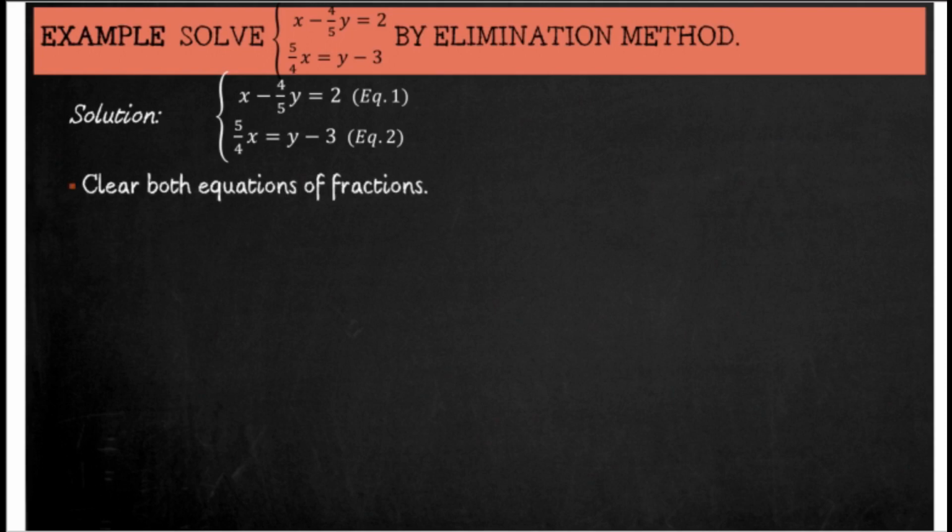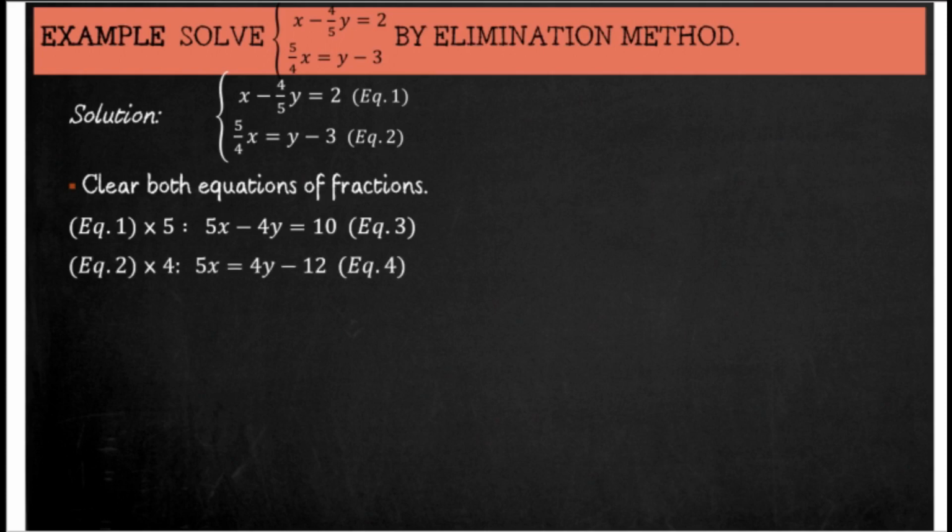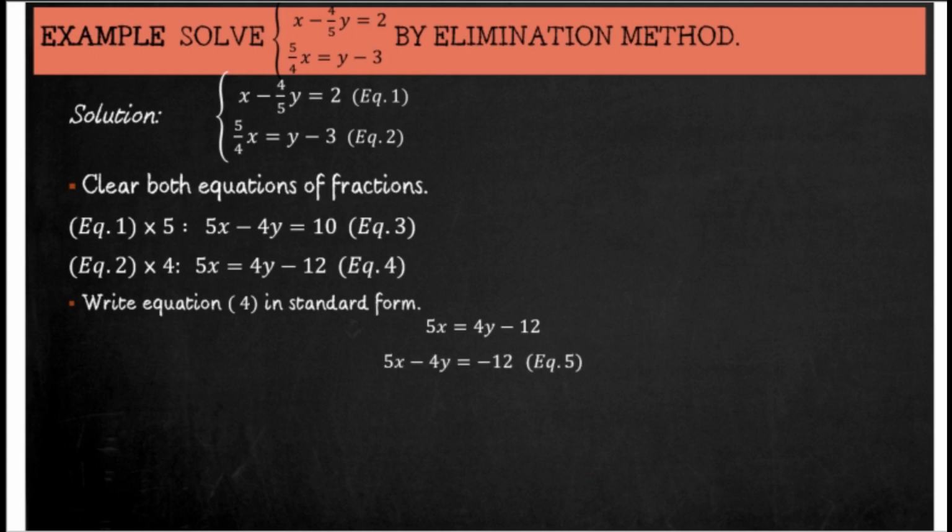For this, clear both equations of fractions. In equation 1, multiply by 5. We have 5x minus 4y equals 10. That will be our equation 3. For equation 2, multiply by 4 to eliminate the denominator 4. We have 5x equals 4y minus 12. Now write equation 4 in standard form. 5x equals 4y minus 12. Rewriting this in standard form, the result is 5x minus 4y equals -12. This will be our equation 5.